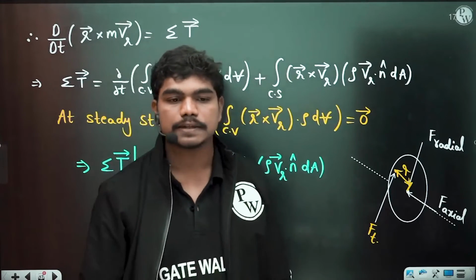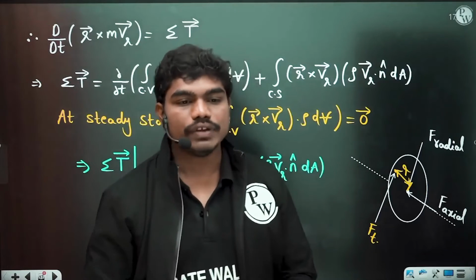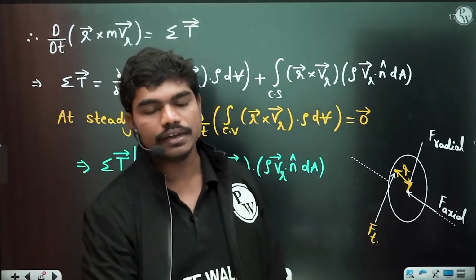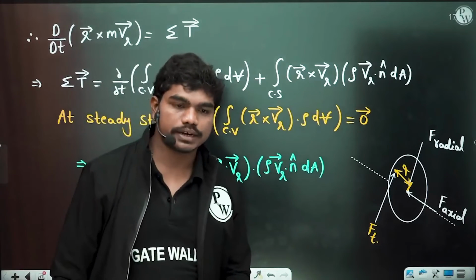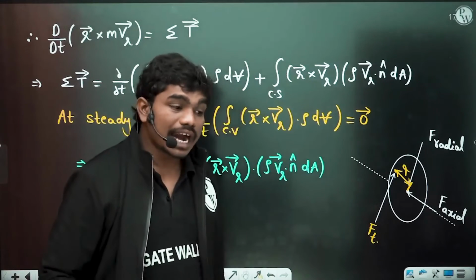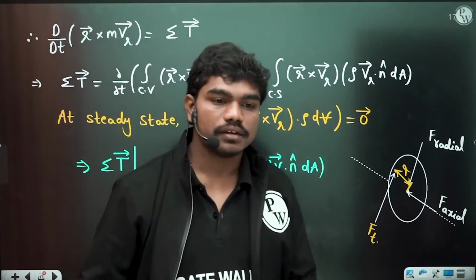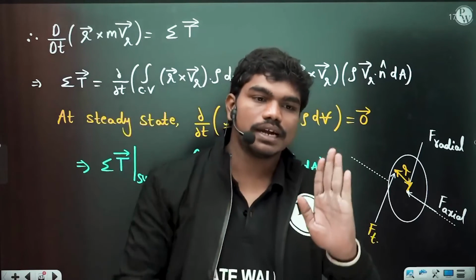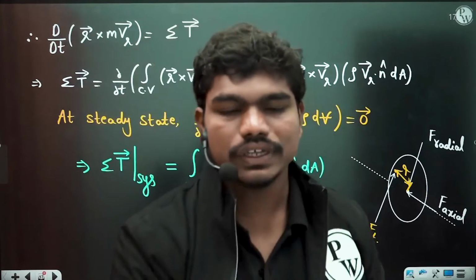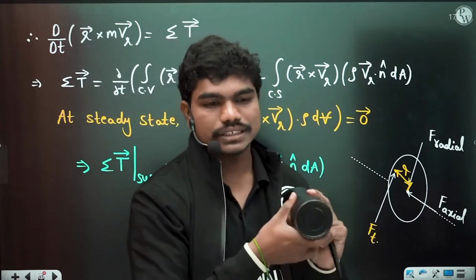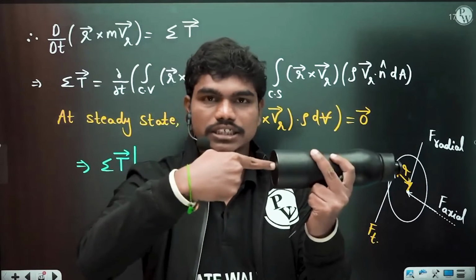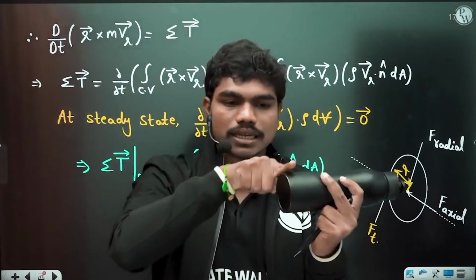Out of these three components, tell me which component is responsible for the rotation of the rotor whenever some fluid is going and hitting? Obviously the tangential component, correct? So this tangential component is responsible for the rotation. Let us suppose this is the disc, and this is the axial direction, perpendicular. So this is the axial direction, this is the radial direction, and tangential is something like this.